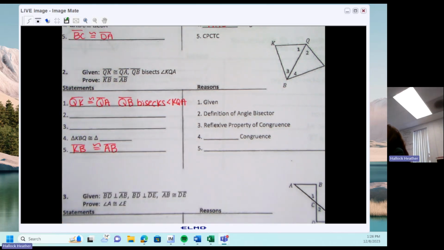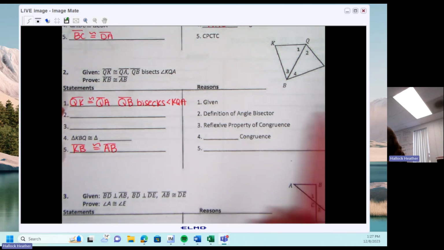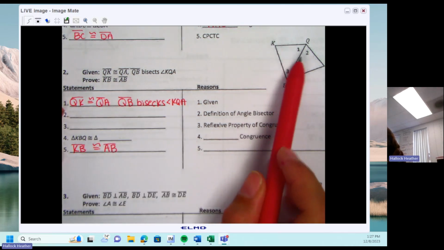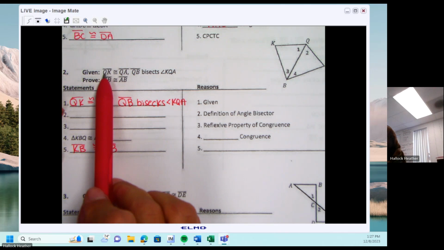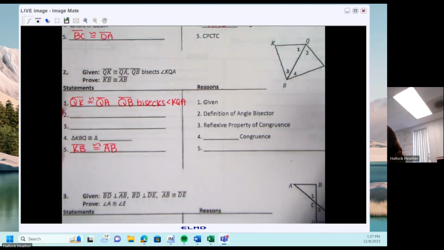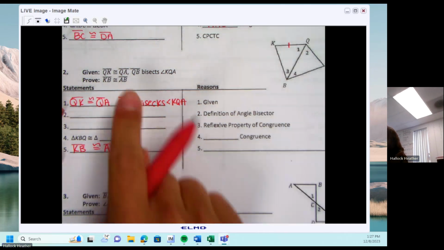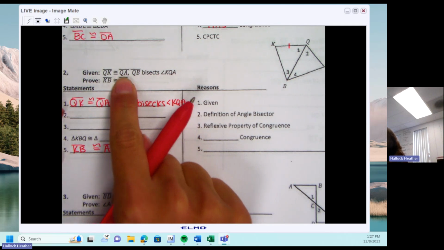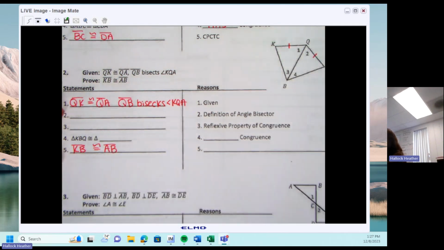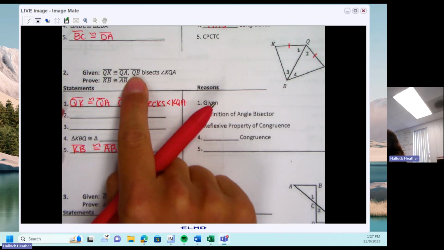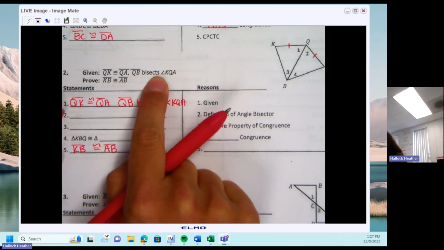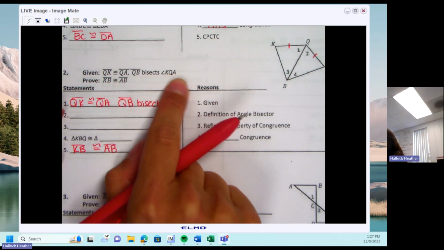Okay, so far this is at least what you should have. You should have been able to put the first stuff in the given, the last stuff in the prove, because that's what you're trying to get to. And then we're going to add what we can to our picture. So QK is a side. It's congruent to QA. So I'm going to add a side mark, and then it says QB bisects angle KQA.